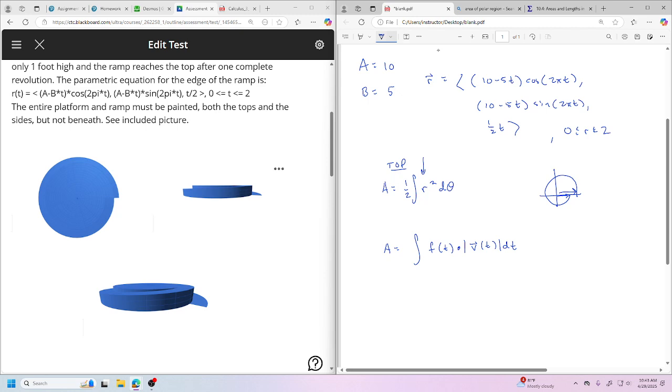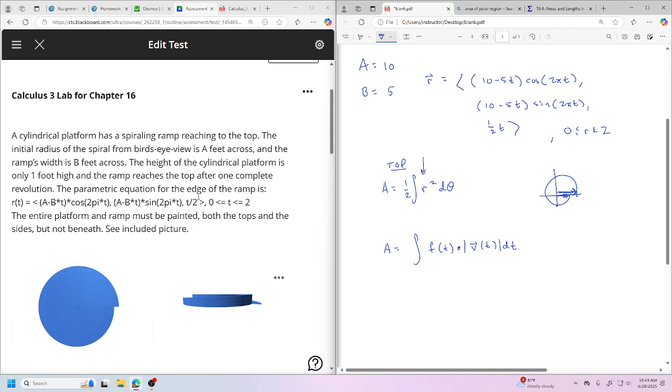So where does it start and where does it end? What is this smaller number and then that bigger number? So let me read a little bit, okay? It says bird's eye view, we got a feet across. Okay, see the initial radius is a. Do you see that? And the height is only 1 foot high. Okay, cool. Oh, and B is the width of the ramp.